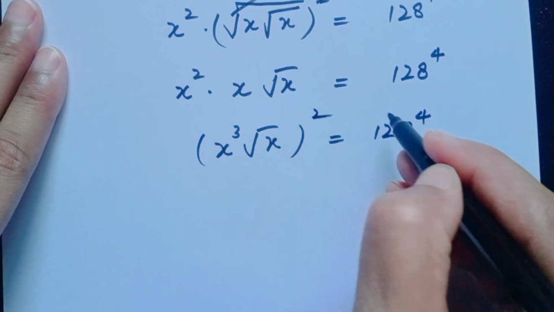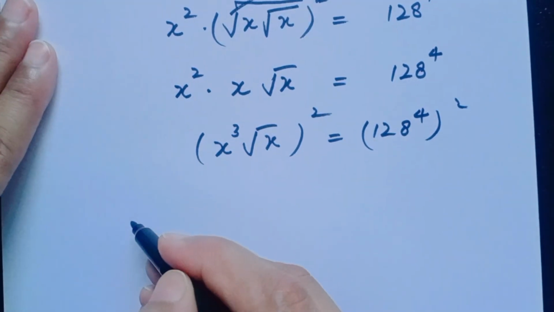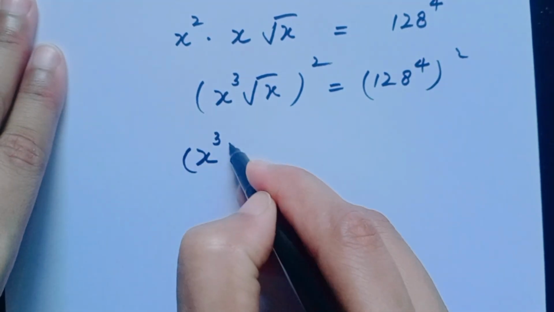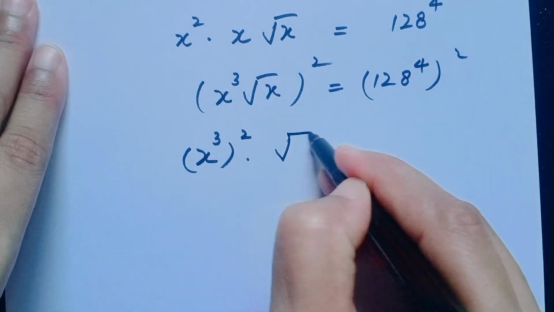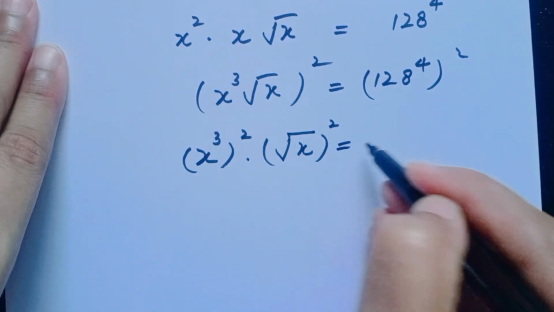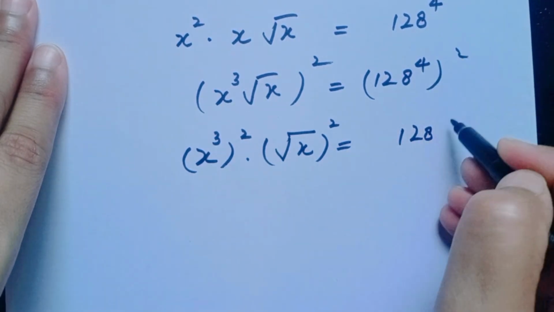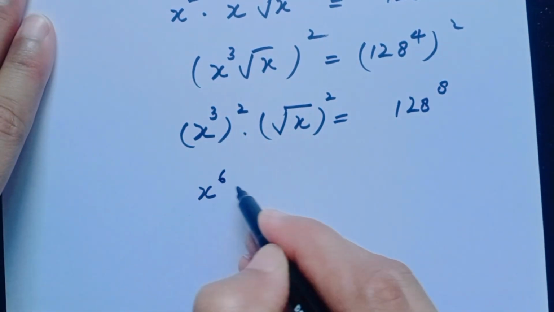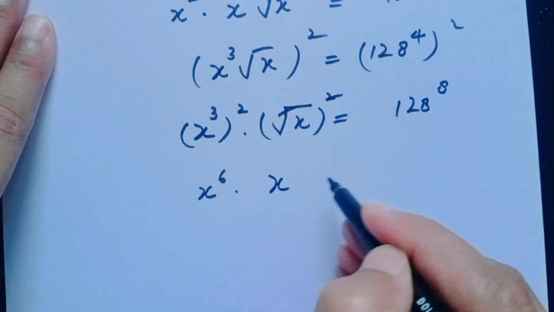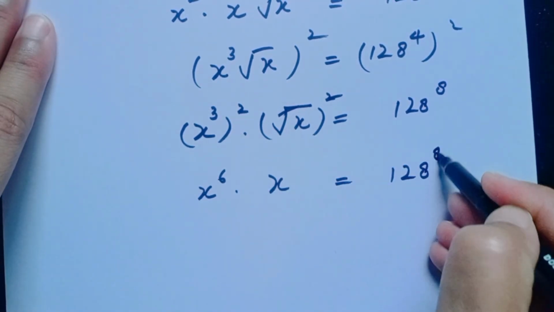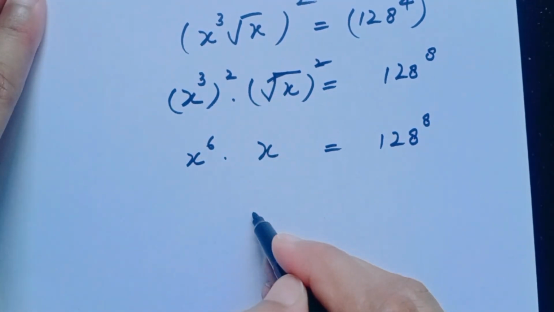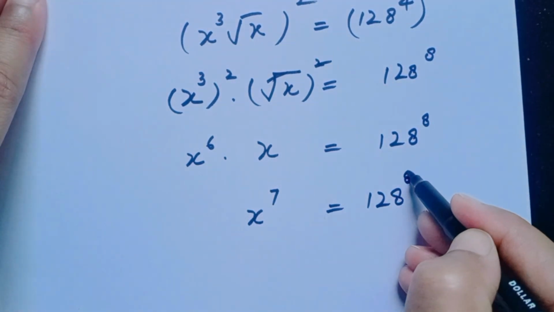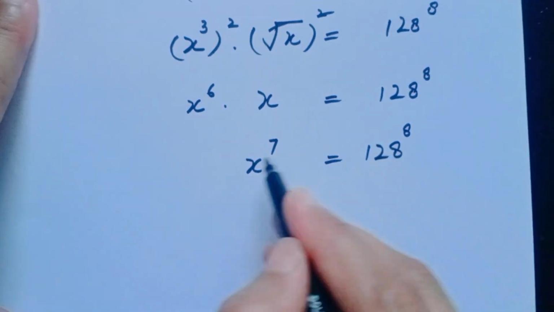In the next step, we will take square on both sides, and here we will take square of x power 3 and square of square root x is equal to 128, 4 times 2 is 8, 128 power 8. So 3 times 2 is 6, x power 6 times square root will go with the square. We have x is equal to 128 power 8. So we can add their powers, 6 plus 1 is 7. x power 7 is equal to 128 power 8.